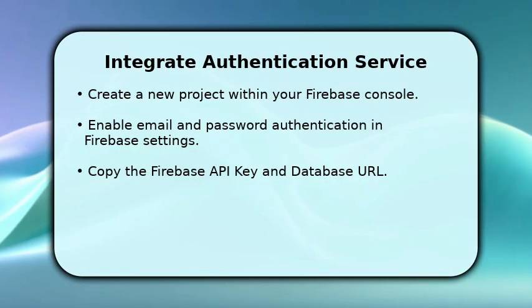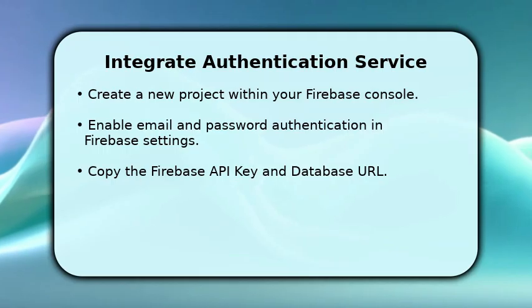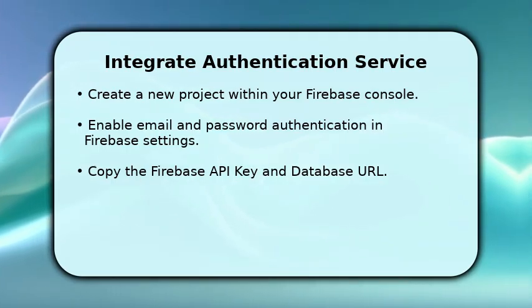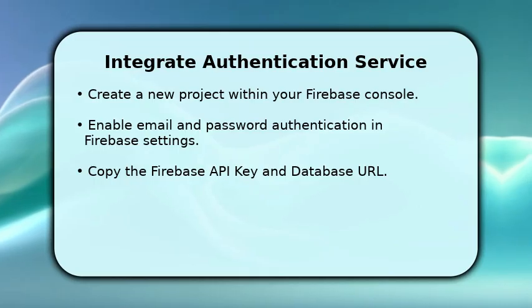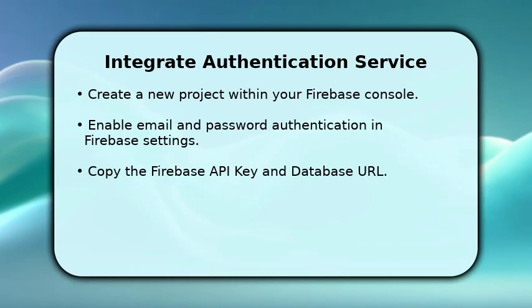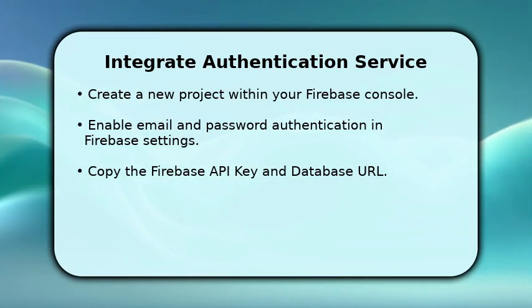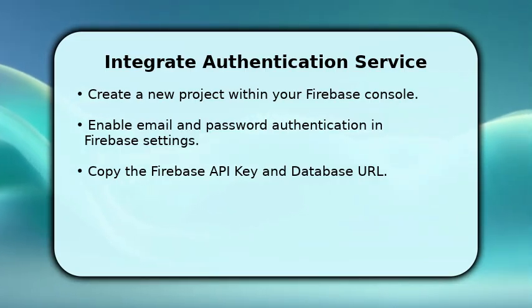Now, let's connect your app to a powerful backend service like Firebase for secure user authentication. Begin by setting up a new project in your Firebase console. Within Firebase, enable the email and password sign-in method. Then, locate your project's API key and database URL. These two pieces of information are essential.